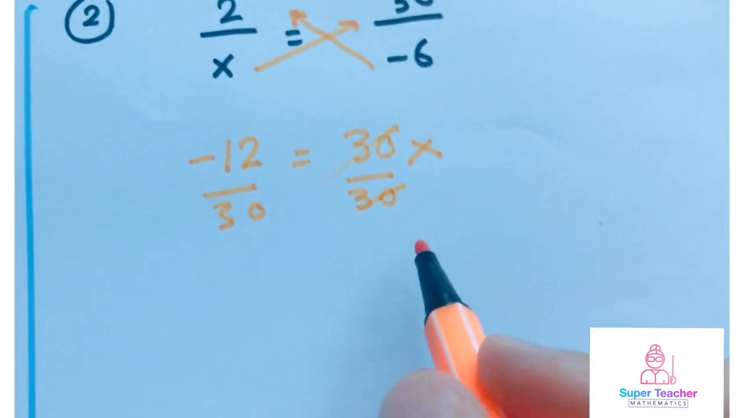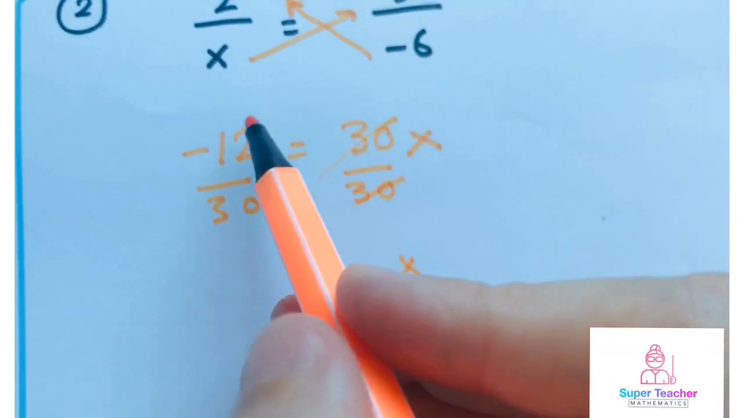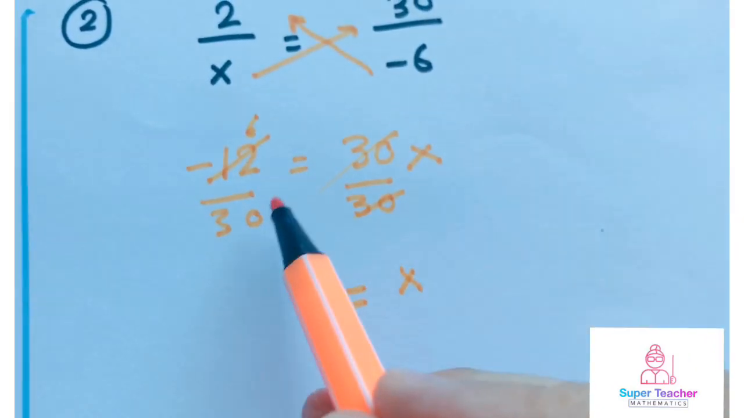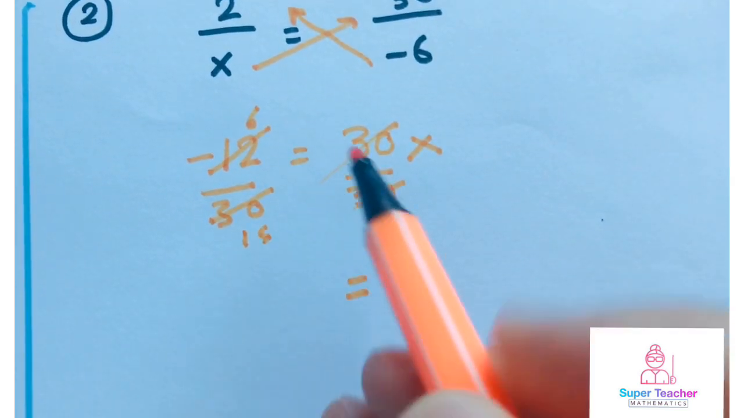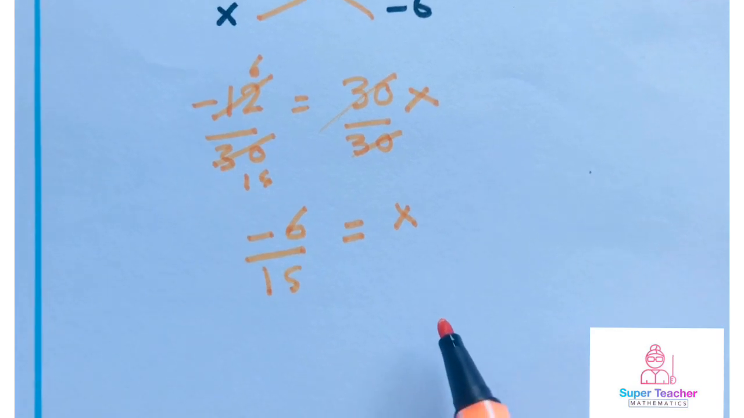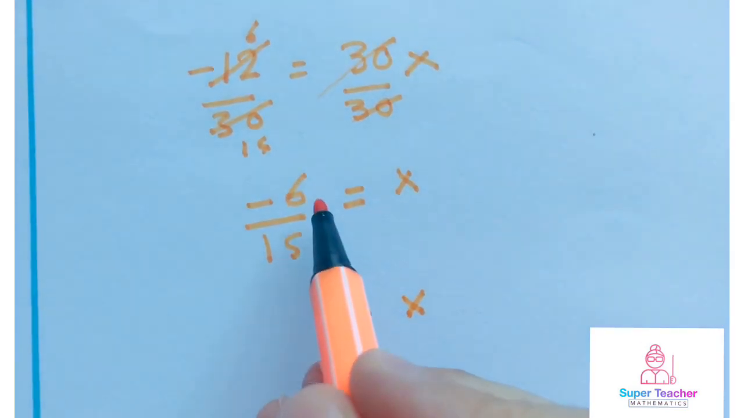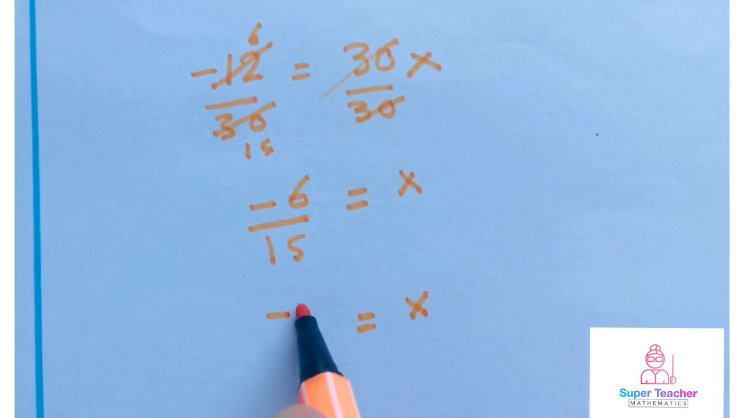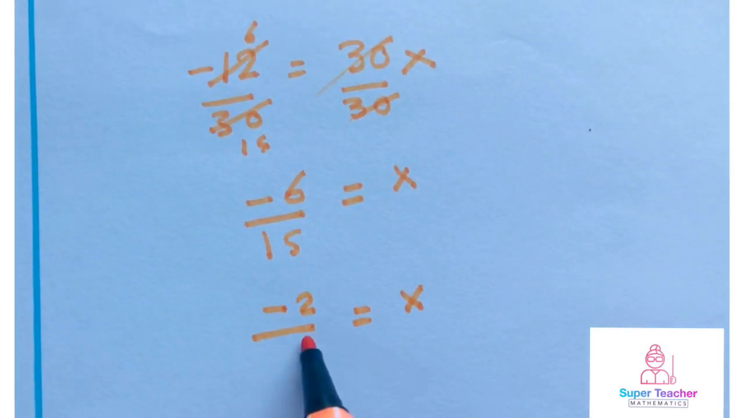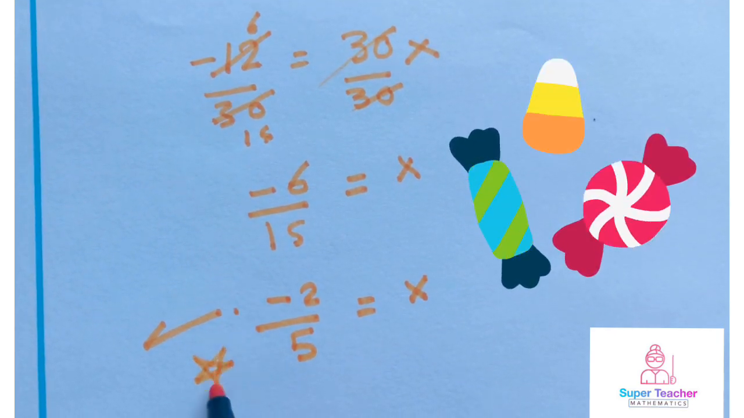So x equals negative 12 divided by 30. We can divide by 2, it will be 6, and dividing by 2, it will be 15. So it will be negative 6 over 15. We still have more to simplify. Divide by 3, it will be 2, and divide by 3, it will be 5. So x equals negative 2 over 5.